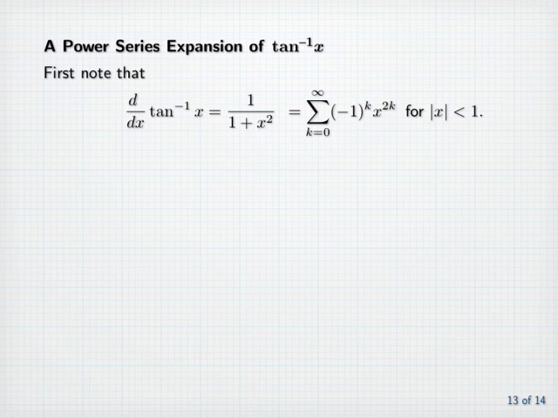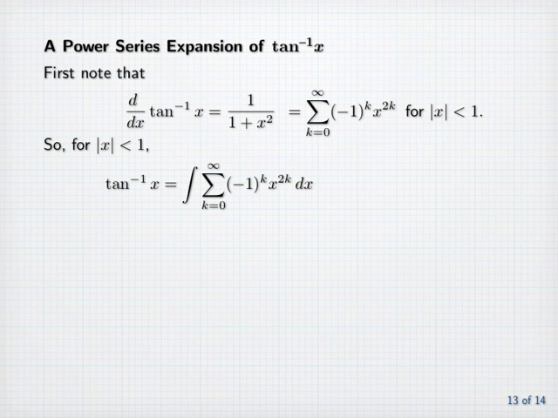So for x in that interval, the inverse tangent of x is equal to an antiderivative of the sum from k equals 0 to infinity of minus 1 to the k x to the 2k, which we compute term by term.